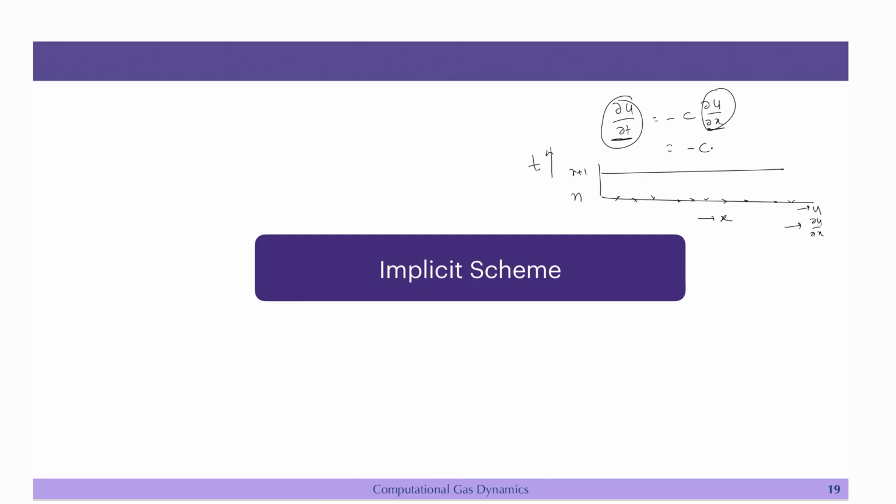So what we did here is we wrote it like minus c, and if you are using FTBS, this will be u I n minus u I minus 1 n by delta x. This approximates du by dx at time n, and this was written as u I n plus 1 minus u I n by delta t. This was the FTBS, and we saw that this kind of scheme is stable for lambda less than 1. Similarly, for the diffusion problem, the FTCS scheme is stable for lambda d less than 0.5. Then we asked the question, is there any way we can increase the stability limit? Yes, we can. Let us see how we can do that.